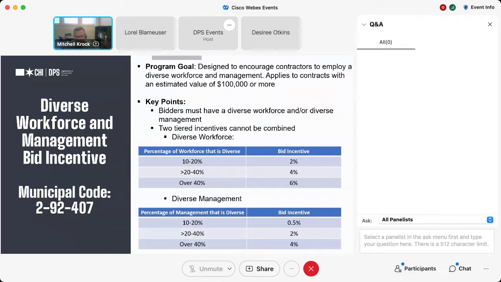Last incentive, and that will be the conclusion of my presentation, regards the diverse workforce and diverse management bid incentives. This pair of incentives is designed to encourage contractors to employ a diverse workforce and diverse management. The definition of diverse, the definition of workforce, and the definition of management, there are different definitions of each. They are in the ordinance and supplemented by the rules on this subject. You can definitely find the rules on our rules page. And it is a tiered incentive for both incentives based on how much of your workforce or how much of your management respectively qualifies as diverse.